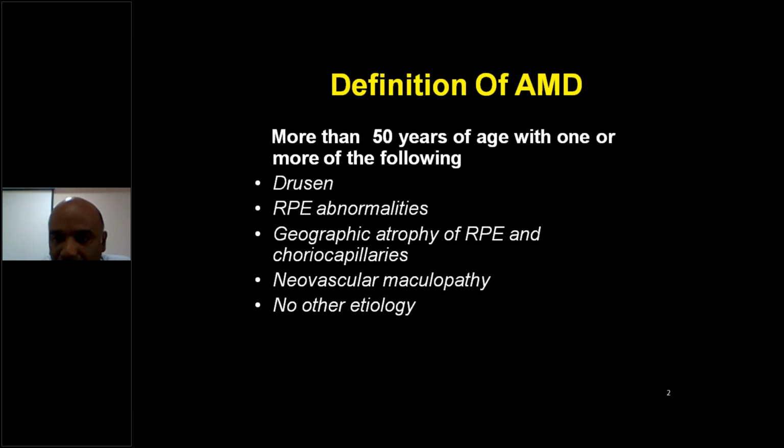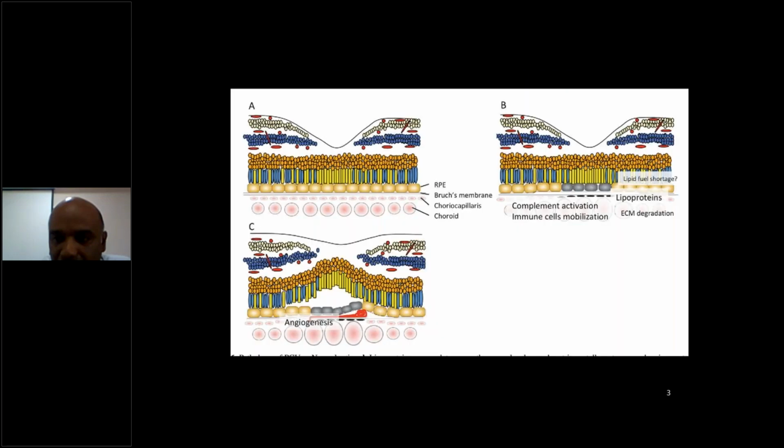So what is a drusen? What are the RPE abnormalities which are occurring in age-related macular degeneration? And how is atrophy occurring? Once atrophy has occurred, what is the consequence of that? How is neovascularization occurring? We will see a small picture of the same.